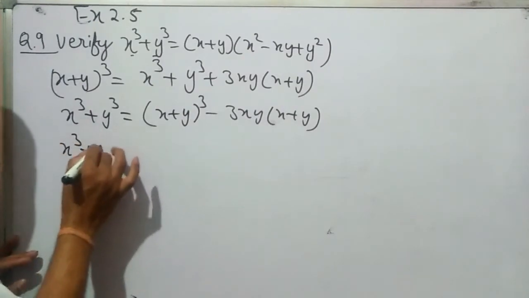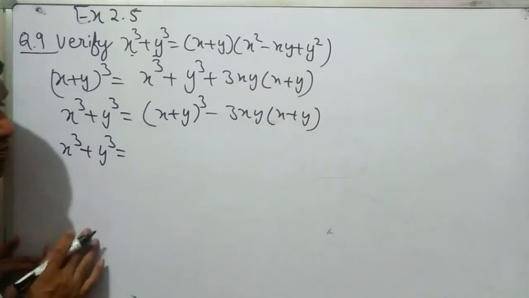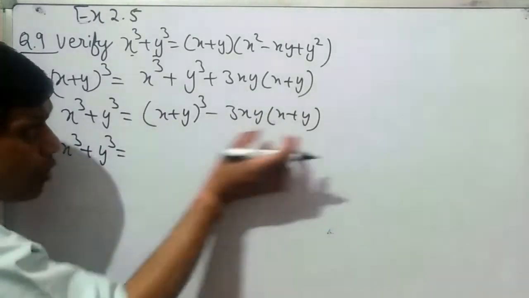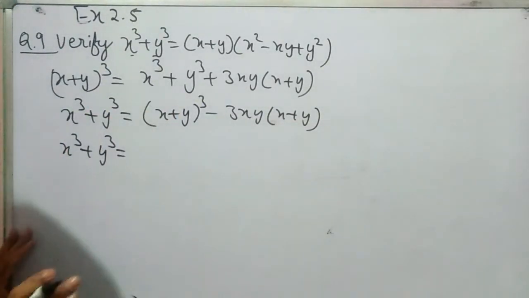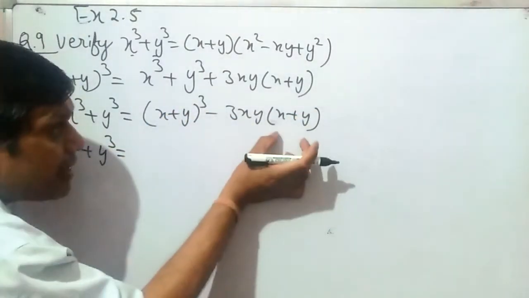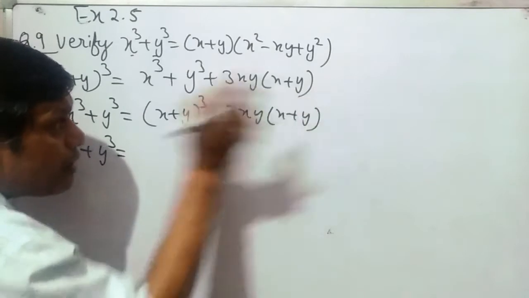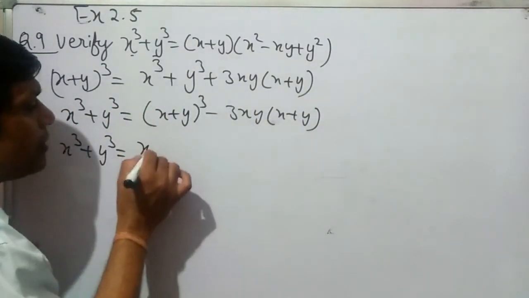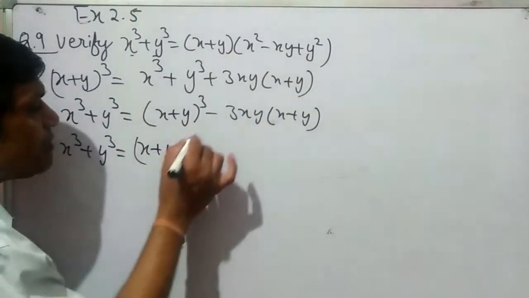Find out x cube plus y cube should be. Can we have x plus y common in these two? Arey bhai, x plus y whole cube, the power of x plus y is 1. We can take x plus y raised to the power 1 common out. That means we are taking x plus y common out.